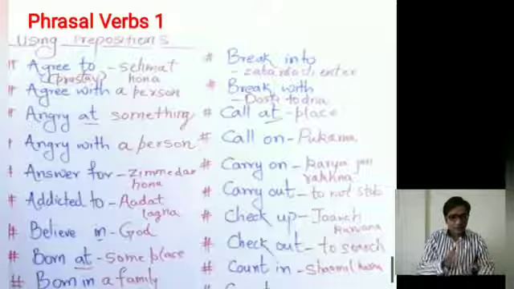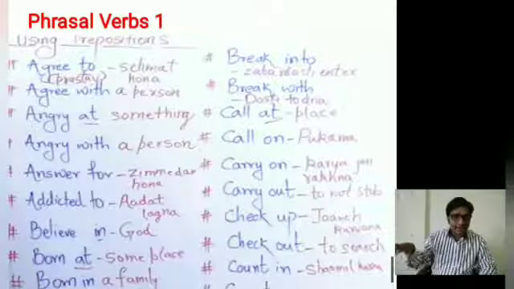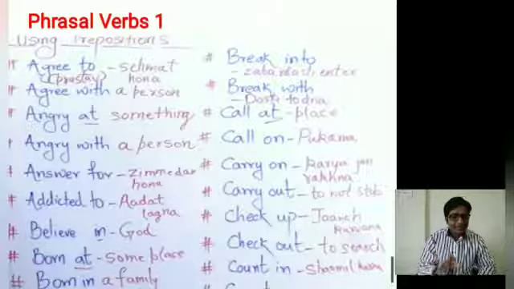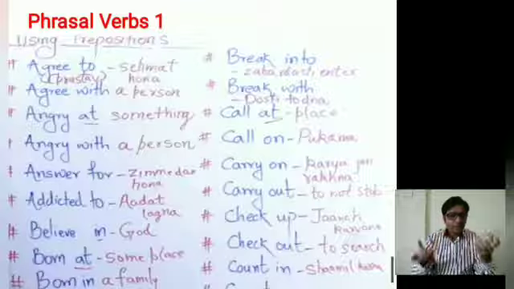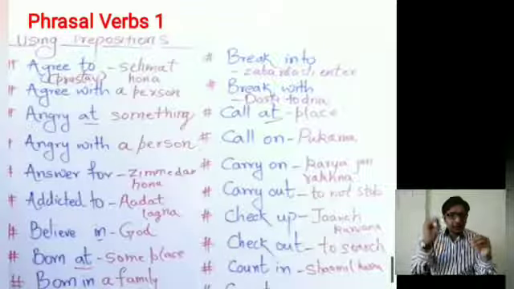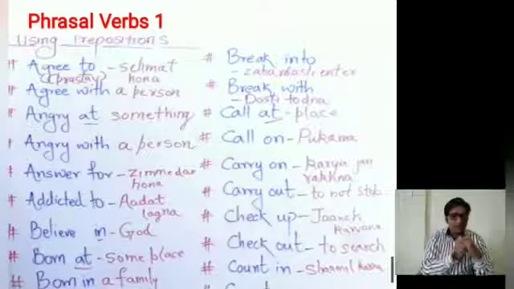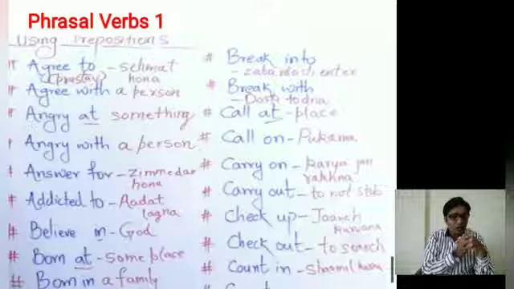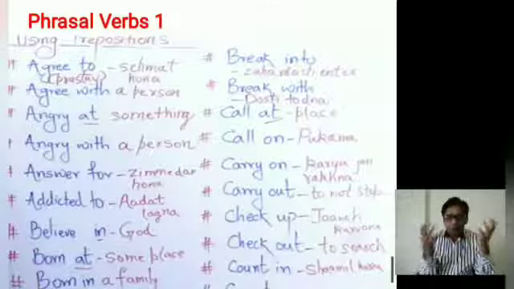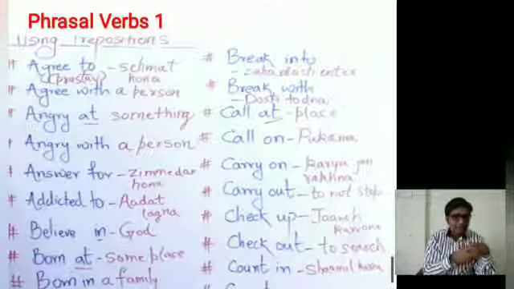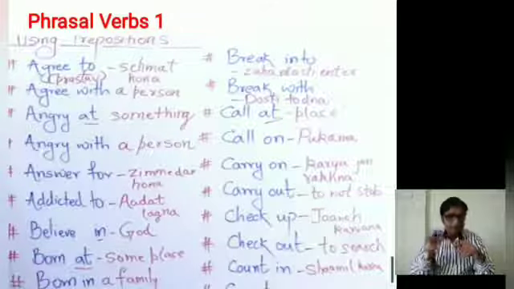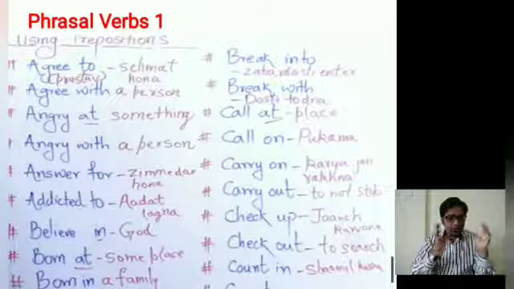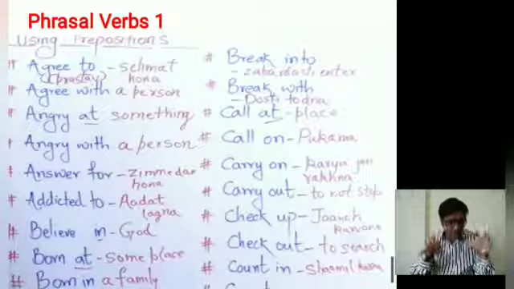Addicted to, which means getting a habit of something, right? Ramesh gets addicted to smartphones or social media. So that is how we use addicted to. Believe in. Believe in means to have faith. Formally in India we use the translation method for the English language. That's why we say I believe on God, but on God is not correct in English. Whether British, American, or Indian, any variety of English, we use the phrasal verb believe in for believing in something, right?